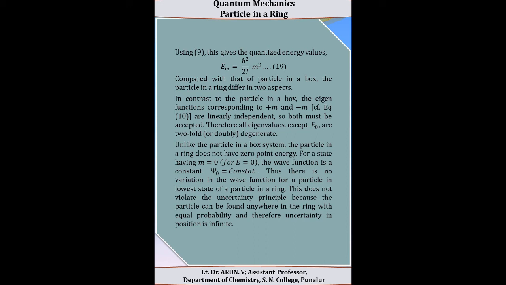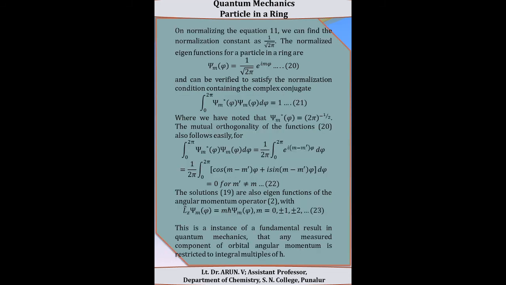For a state having m equal to 0, the corresponding energy is equal to 0, and here the wave function is a constant, therefore psi 0 is a constant. Thus there is no variation in the wave function for a particle in the lowest state of a particle in a ring. This does not violate the uncertainty principle because the particle can be found anywhere in the ring with equal probability, and therefore uncertainty in position is infinite.